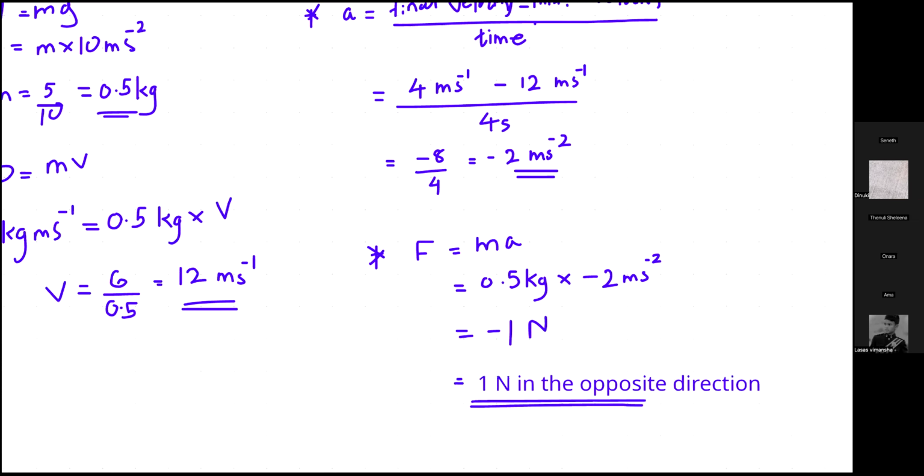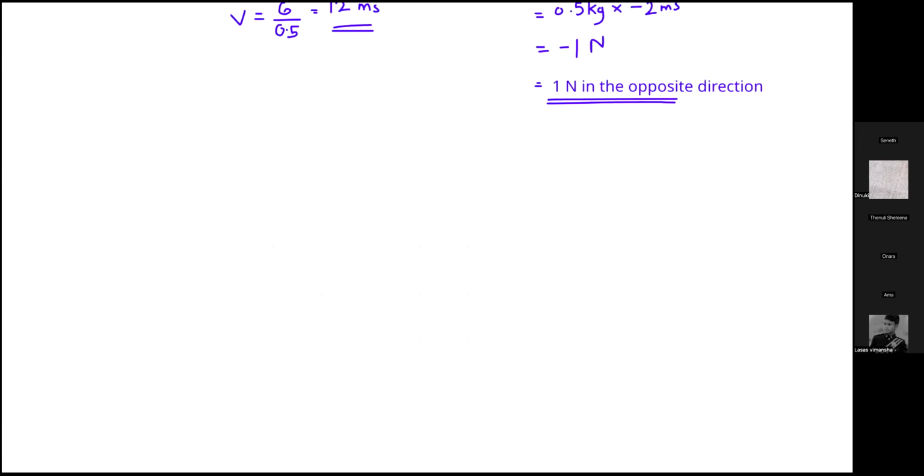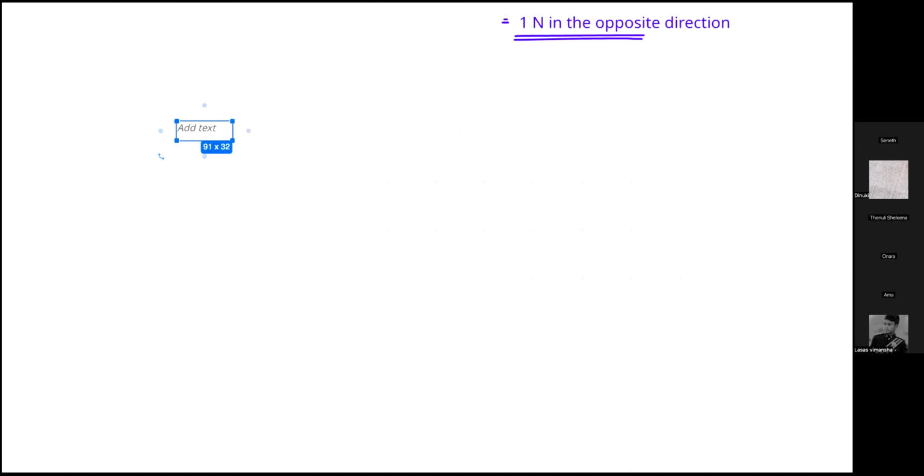Okay. So now we will move on to friction. We are finally done with Newton's laws of motion. We will finish friction now. Okay, put the topic friction.